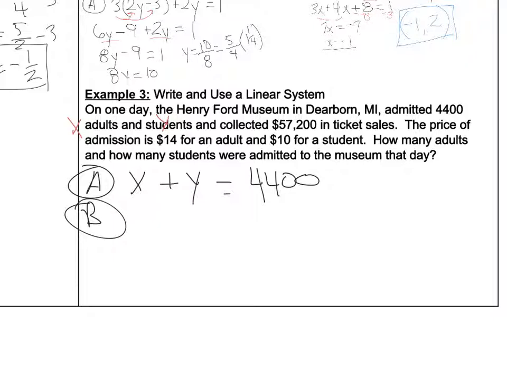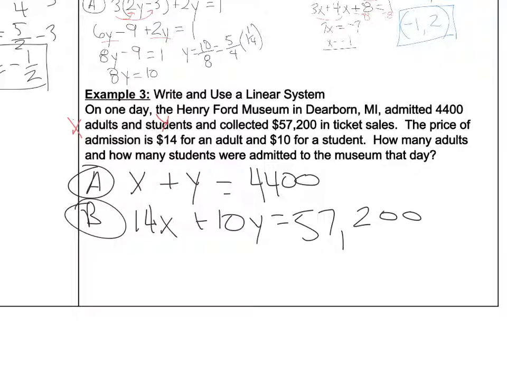Now in our B equation, we're talking about the price. It's $14 per adult, so 14x, plus $10 times every student, so 10y, and that's going to equal the 57,200. Now you just ask yourself, I need to solve for one of these variables by itself. Obviously, one of these two would be the best way to start out this problem.